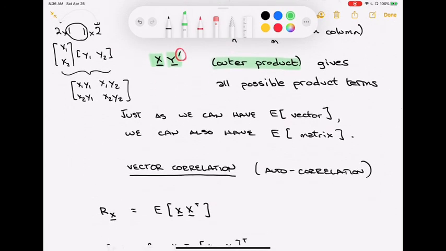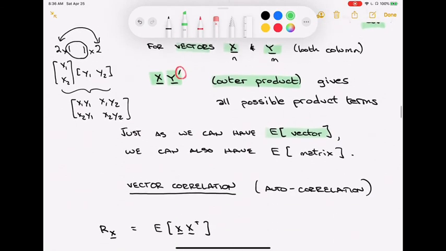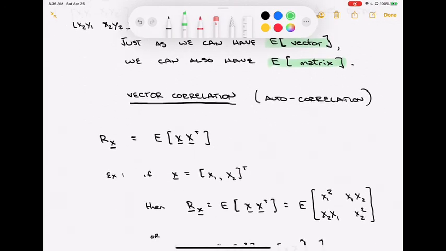Just as we can have the expected value of a vector, which we've already seen back when we did the mean vector, we can also have the expectation of a matrix, and it's really not anything difficult. The expected value of a matrix is a matrix of expectations because expectation is a linear operator. So let's get started and look at a variety of these second order statistics.